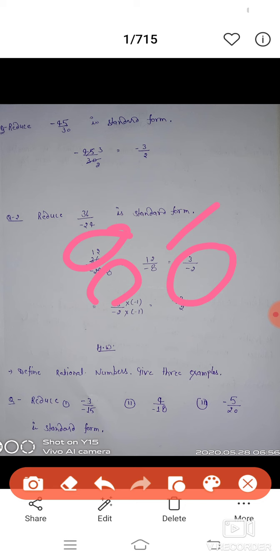Here we can see that the denominator is not in positive form. Then we multiply by minus 1, both numerator and denominator. It is converted into minus 3 upon 2. Now it is in standard form. The denominator is in positive form and the common factor between numerator and denominator is 1.